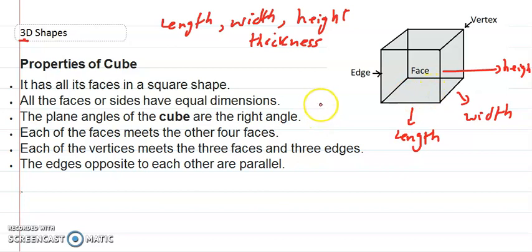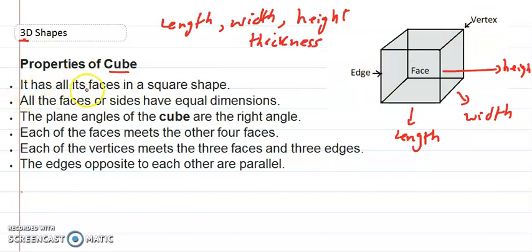Now, there are different shapes in 3D which we can look at for their properties. The first one is a cube. So let's talk about the properties of a cube. Right now you can see here the diagram on your screen. It's a cube. For a cube, these are the faces of the cube. You can see these are the faces. This one is called the vertex, and this one is called the edge.